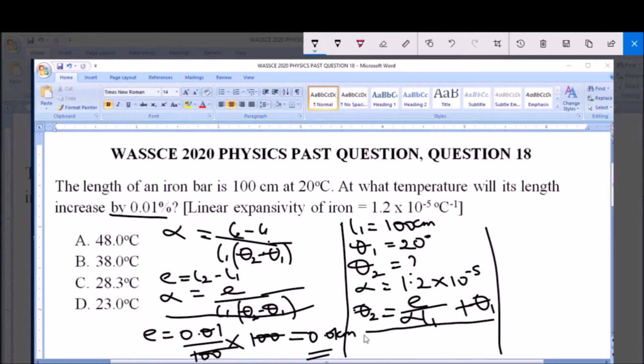So this is the formula we're going to be using. Theta2 is equal to the increase in length e all over alpha, which is the linear expansivity, multiplied by L1, which is the initial length, plus theta1, which is the initial temperature. So we have that theta2 is equal to, now e, the increase in length, is 0.01 all over, now alpha, linear expansivity, 1.2 times 10 raised to the power of minus 5 multiplied by L1, which is 100, then everything plus theta1, which is 20. Now we'll have that theta2 is equal to 8.3 plus 20.